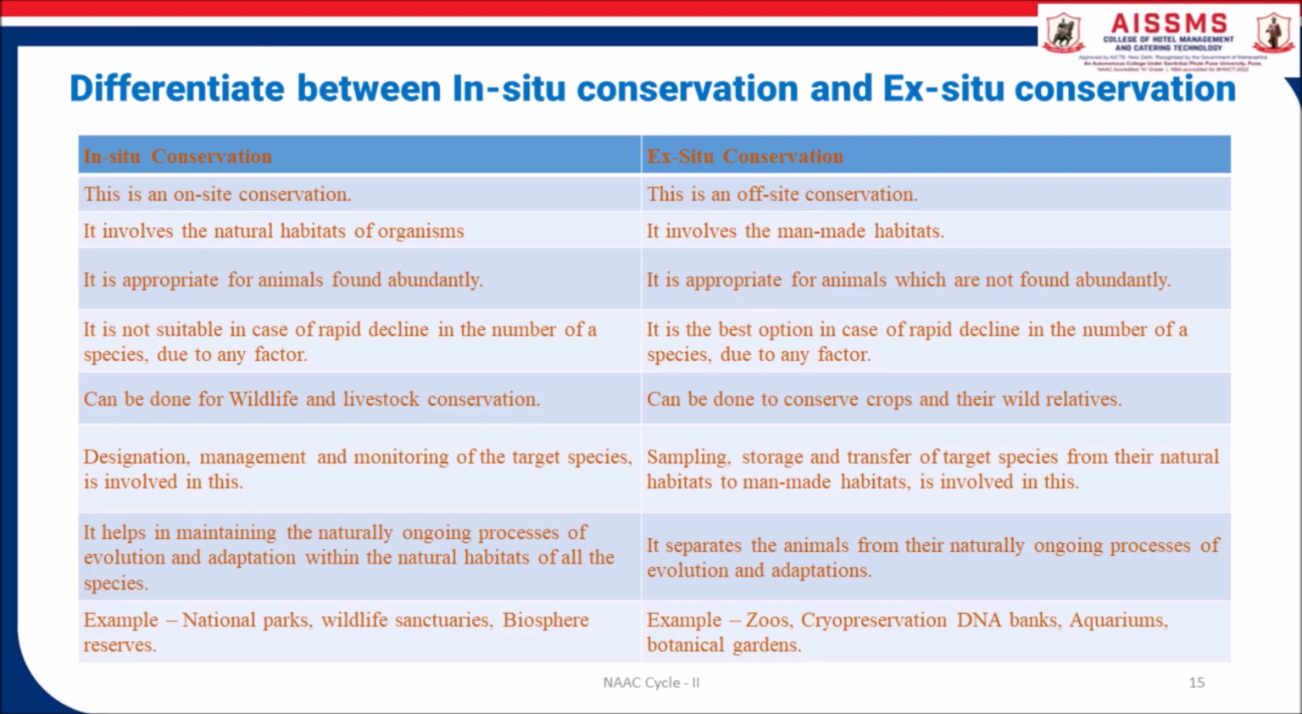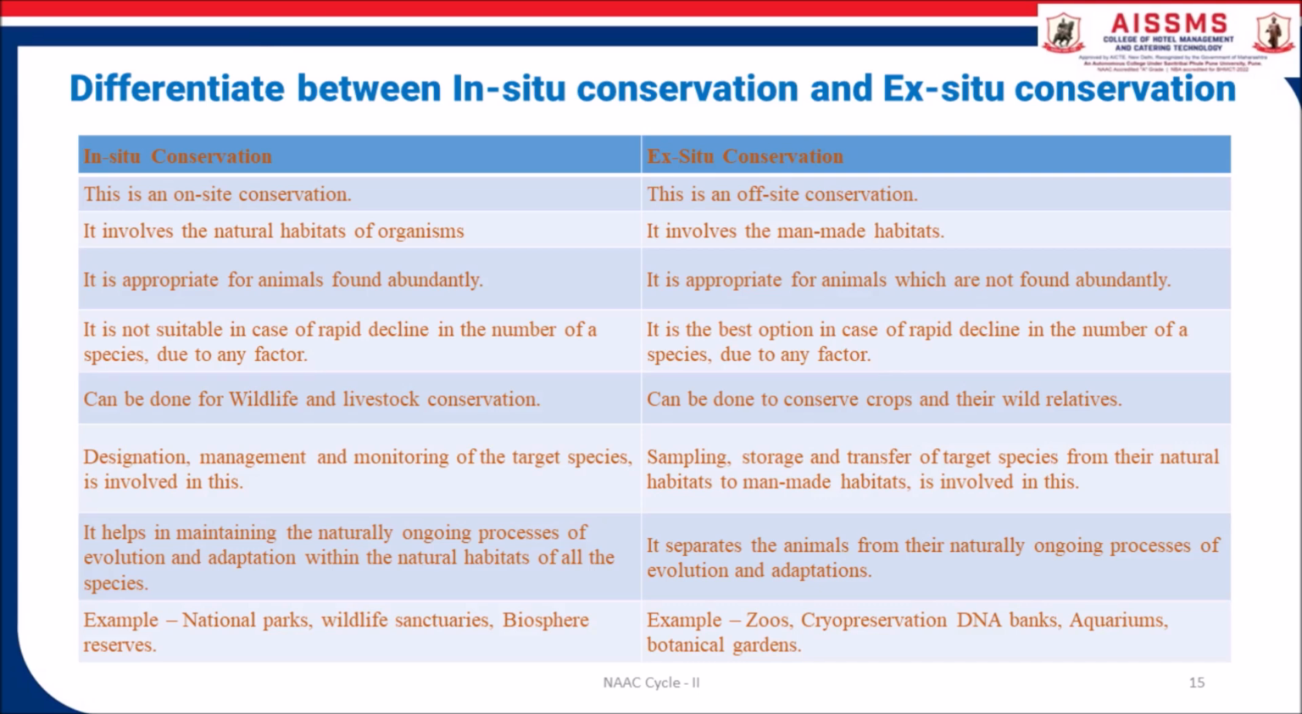So first, in situ conservation is on-site conservation, and ex situ conservation is off-site conservation. In situ conservation involves the natural habitat of the organism, and ex situ conservation involves the man-made habitat. In situ conservation method is appropriate for animals found abundantly, and ex situ conservation method is appropriate for animals which are not found abundantly.